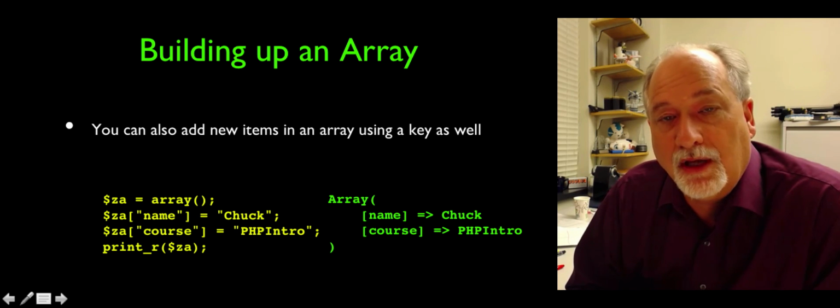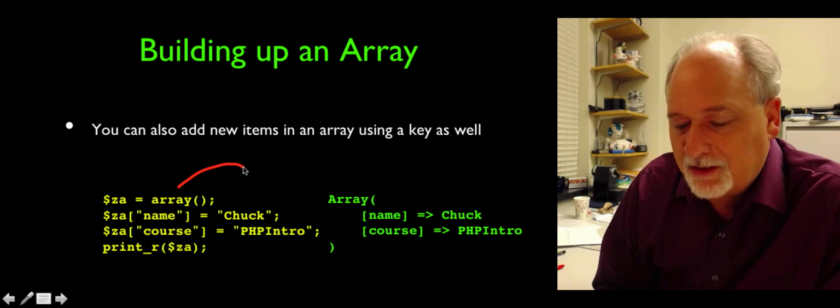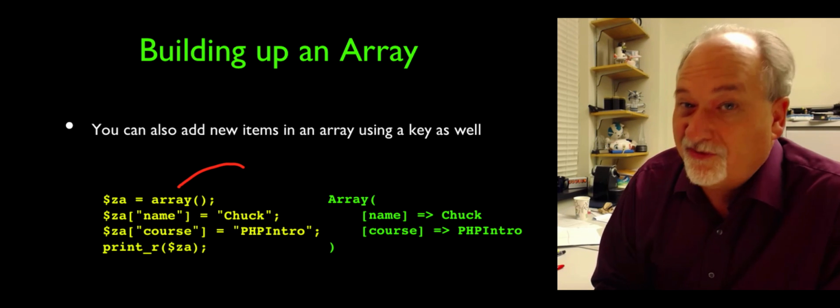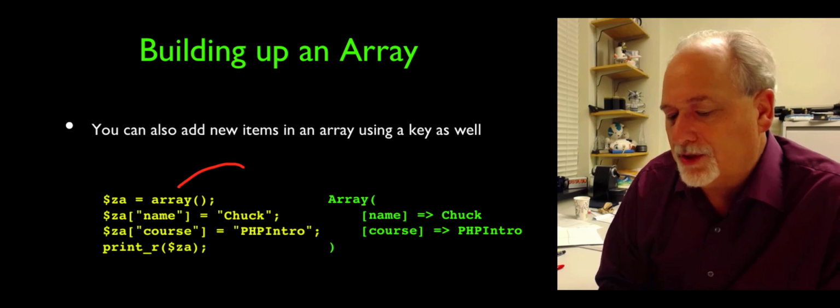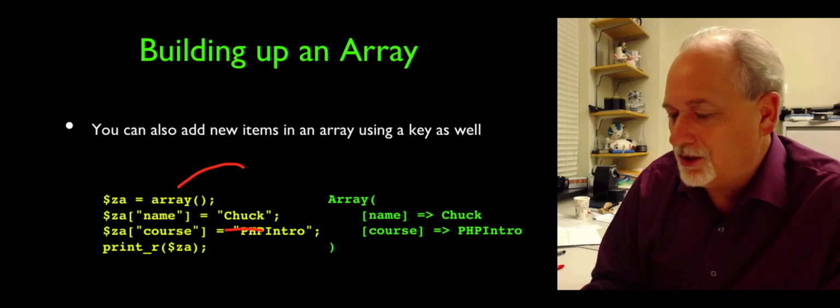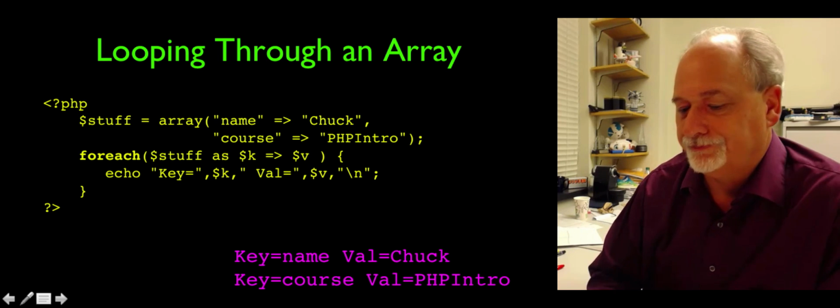You can also do the same thing with key value pairs. Start with an empty array, and then on the left-hand side, use the index operator. And this is effectively creating a key, right? $za sub name is Chuck, and $za sub course is PHP-Intro. And so that's a way to create a key value array.